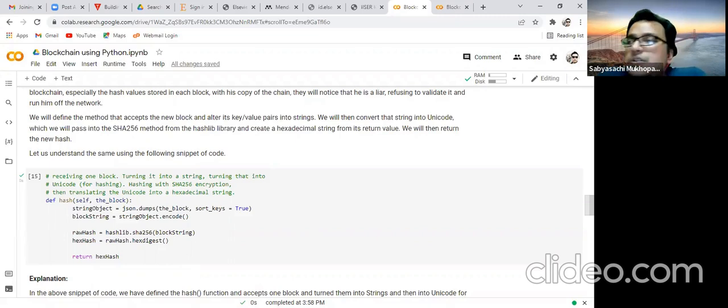Now you see, hashing with the SHA-256 encryption, what will happen then? It translates the entire Unicode into a new hexadecimal string.